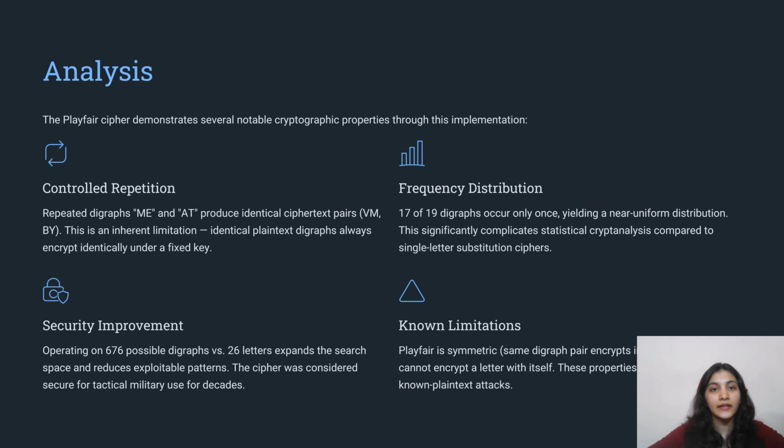Now let's understand the analysis of our result. First one, repetition. We observe that repeated pairs like ME and AT produce the same ciphertext each time. Second one, frequency distribution. Most of the ciphertext pairs appear only once. This creates a more uniform distribution. Third one, better security. Compared to the simple ciphers, Playfair is more secure because it uses letter pairs instead of single letters. Finally, limitations.